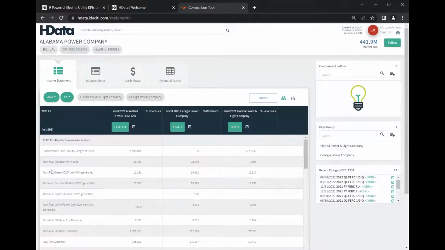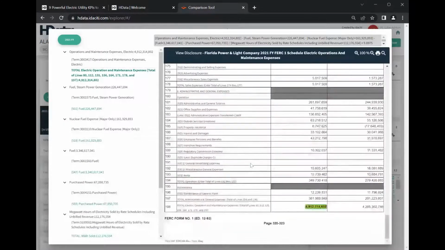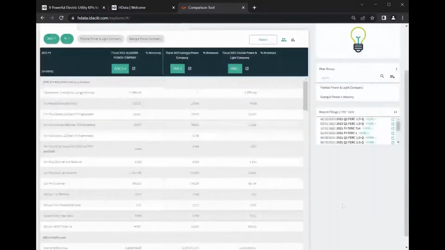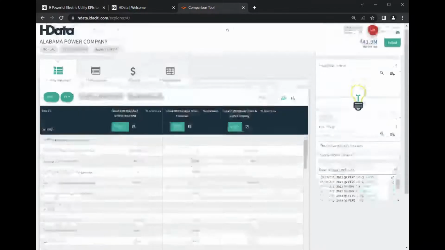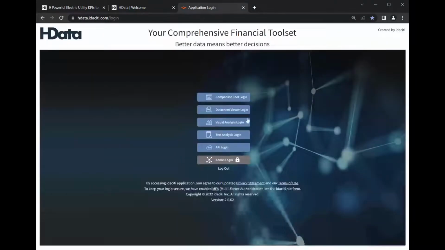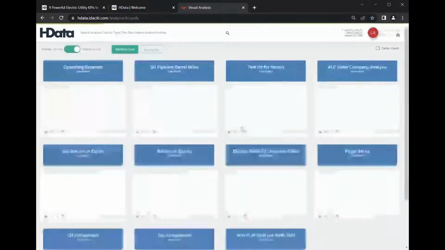We can take a look at any of these. So if we want to look at non-fuel O&M per megawatt hour sold for FP&L, again, we can click on their number and then dive into their specific form. What's been kind of great is we can see how these numbers are changing, but sometimes just looking at a table is not enough. Sometimes you need a visualization and maybe a little bit more interactive visualization. So I would say that's where our visual analysis tool really comes into play.